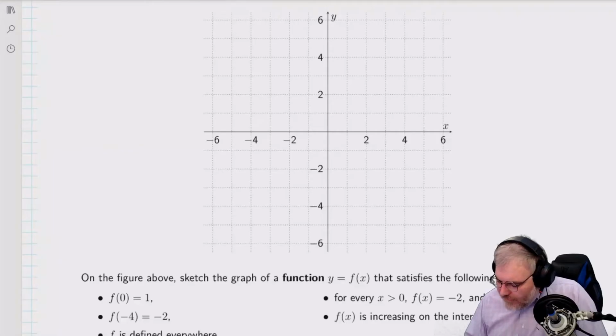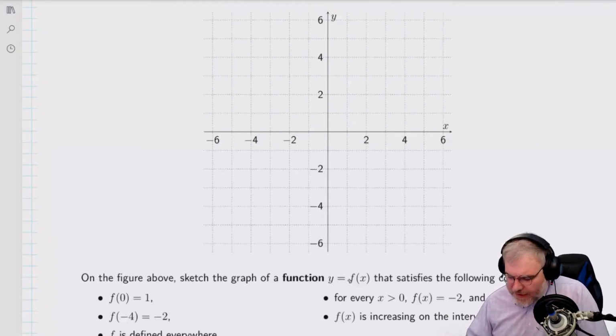Okay. So on the figure above, sketch the graph of a function y equals f of x that satisfies the following conditions. f of 0 equals 1. So how I do them is I make notes for myself on the bottom here if there's something special. For these right here, I just graph the points. So f of 0 equals 1. I'm going to come over here to 0. I'm going to put a dot here at 1.